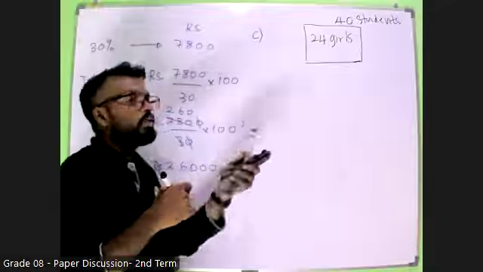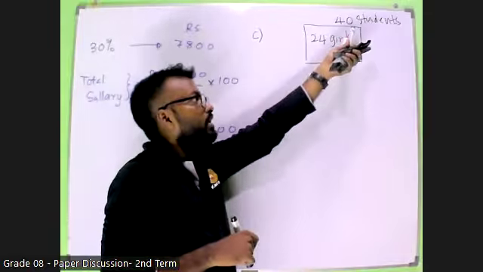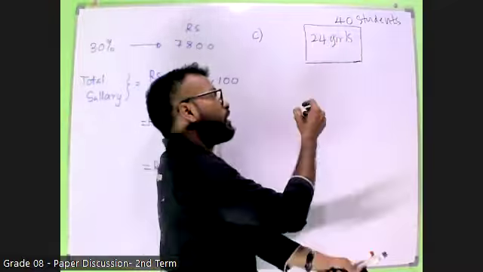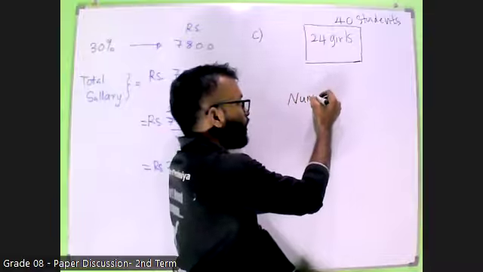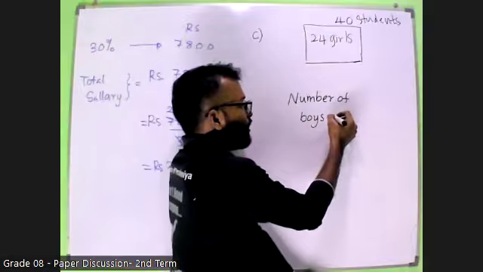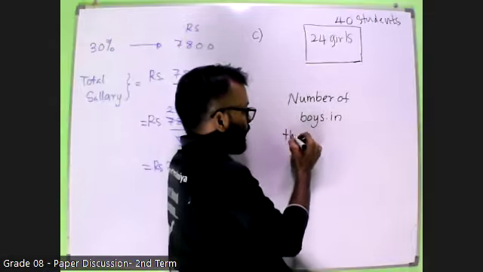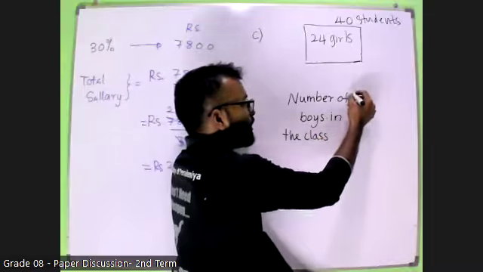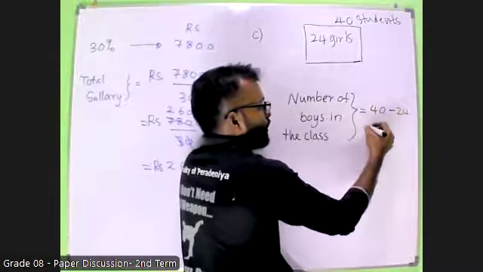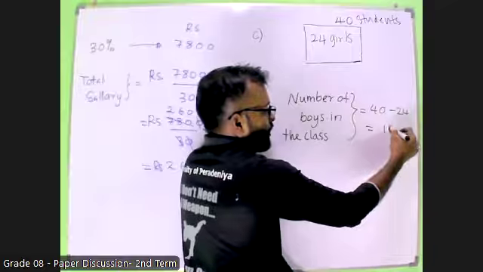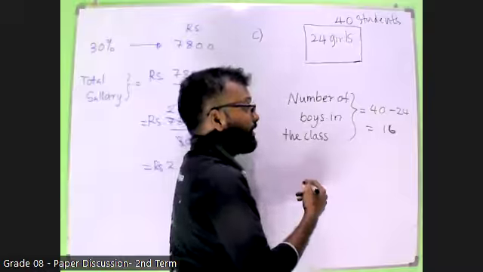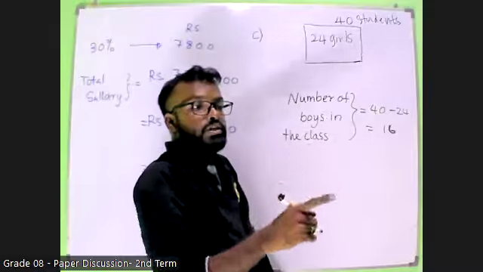So when it comes here, you have 24 girls out of 40 students. So first of all, you need to find number of boys in the class. So 40 minus 24. So how much? 16 boys. 16 boys are there. 24 girls are there. So find the percentage of the boys in the class.